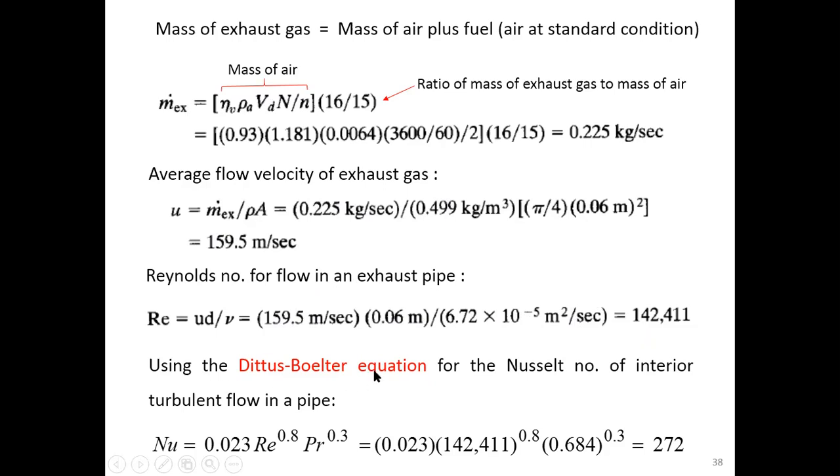Then here, this is not given, so we use the Dittus-Boelter equation to find the Nusselt number. This equation is based on turbulent flow inside the pipe, and the equation comes out like this: Reynolds number times the Prandtl number, and that's the reason why we have to find out the Prandtl number.